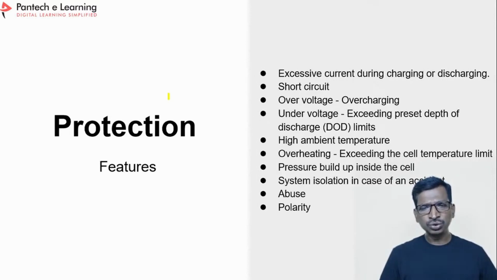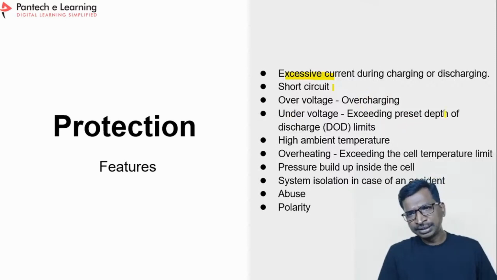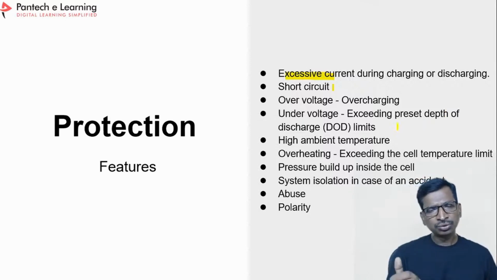First you should concentrate on excessive current during charging as well as discharging, and then short circuit. With the help of the current parameter we can identify this. Then over voltage and under voltage, so overcharging and exceeding the preset limit while in depth of discharge. Suppose under voltage goes less than 20%, then we have to take a call. And then temperature.